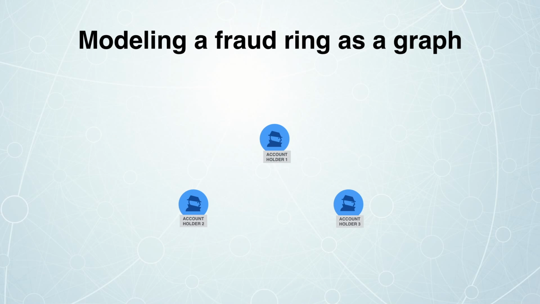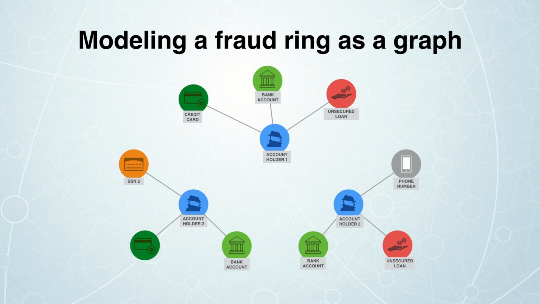So let's take a look at what modeling a fraud ring as a graph looks like. Well, organizing a fraud ring in the real world is relatively simple. A group of people share their personal information to create synthetic identities. For example, with just two individuals sharing names and social security numbers, you can create multiple different identities. And this is how these rings are born.